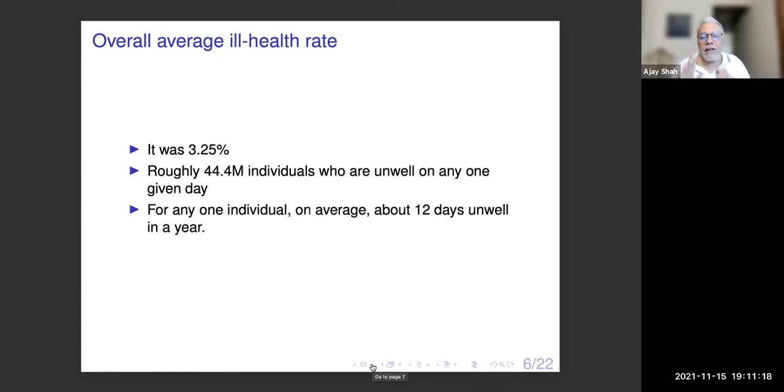Okay, so this is the first interesting fact that we should all take away, that on average in India, people are unwell for about 12 days a year. There are about 44 million unwell people on any given day. Could you go to the next slide?